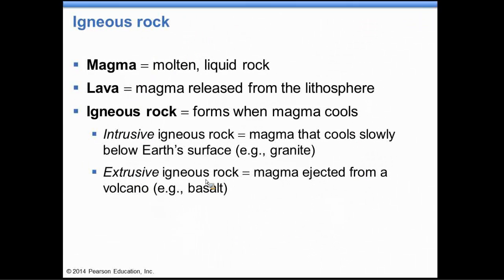Igneous rock. If magma is released through the lithosphere, it may flow or splatter across Earth's surface as lava. Rock that forms when lava cools is called igneous rock. Igneous rock comes in two main classes, intrusive and extrusive igneous rock. In intrusive igneous rock, magma cools slowly below Earth's surface, and in extrusive igneous rock, the magma is ejected from a volcano.